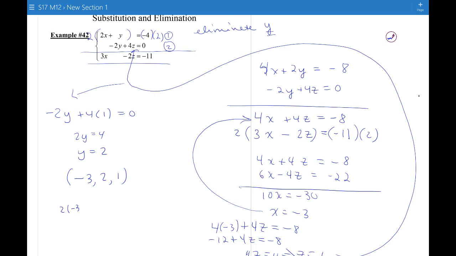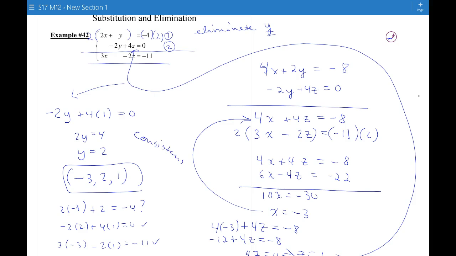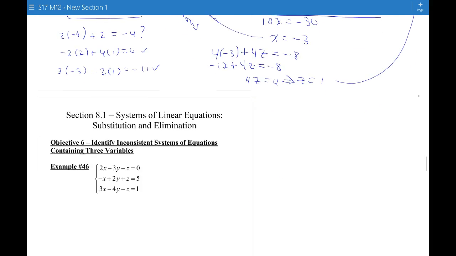And remember that I can check my solution. That looks good. Negative 2y plus 4z equals 0. And 3x minus 2z equals negative 11. So I'm quite sure this is my solution. So I have a consistent system of independent equations because I found a solution, one and only one solution.